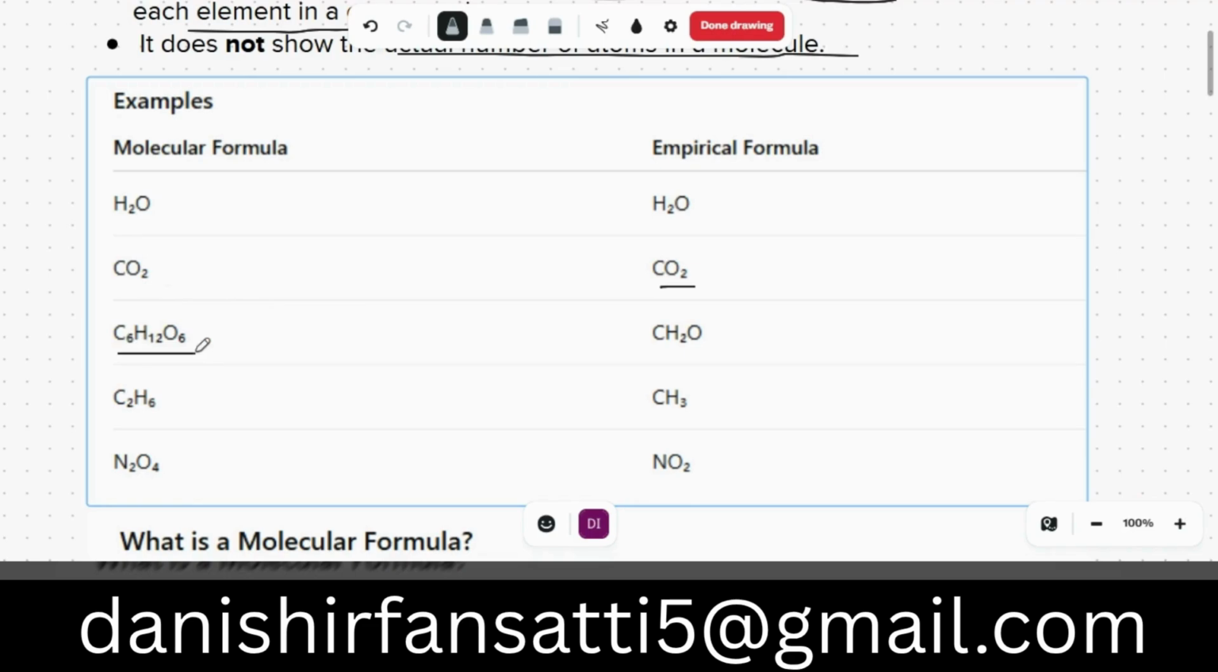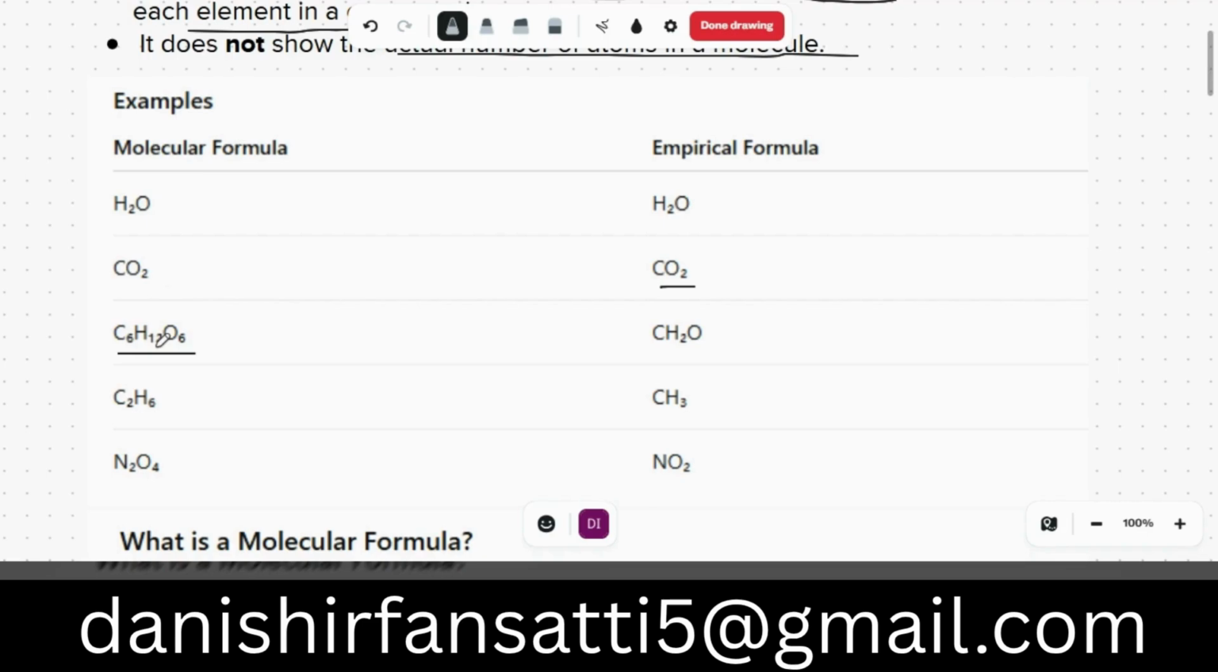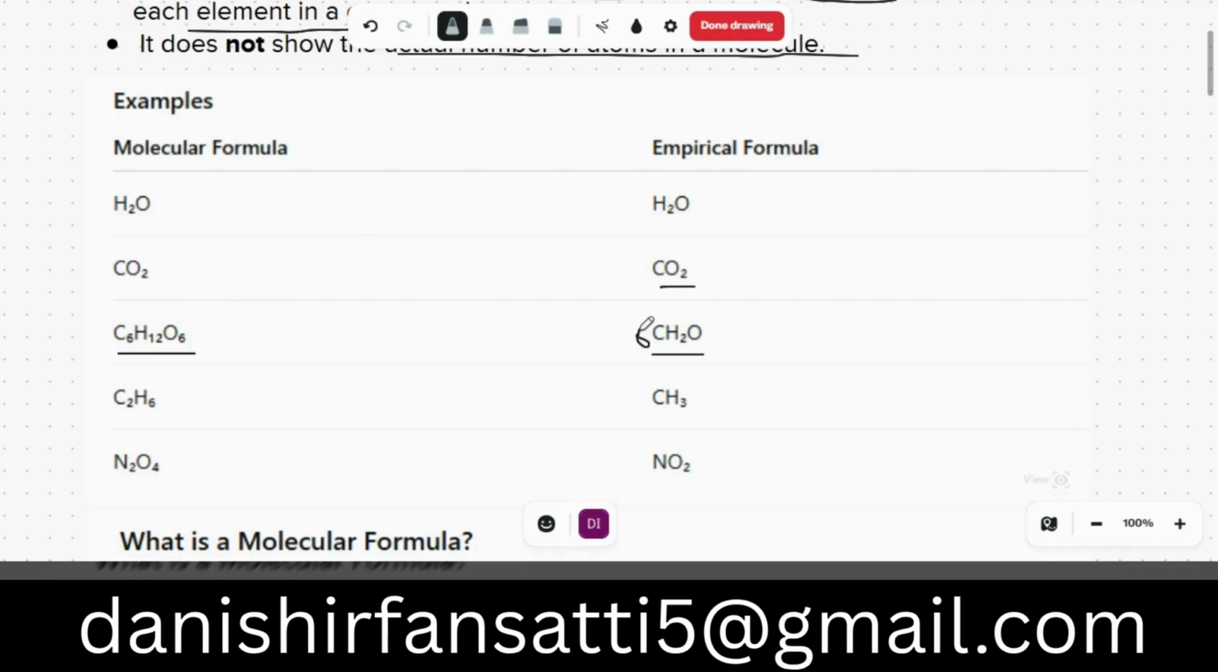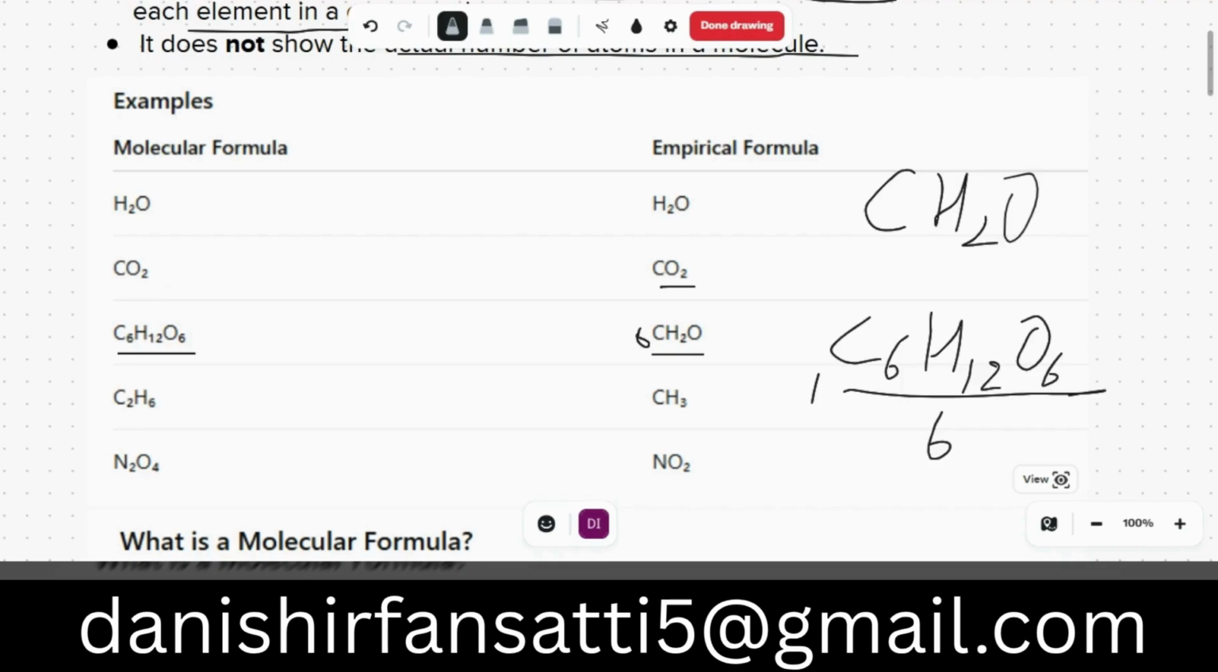C6H12O6. Now the empirical formula, the ratio between them, that carbon is 1, hydrogen is 2, and oxygen is 1. Okay, so we will write CH2O. So if I multiply all of them with 6, it will give me C6H12O6. So I will simplify, divide all of them with 6, so that will give CH2O. Okay.